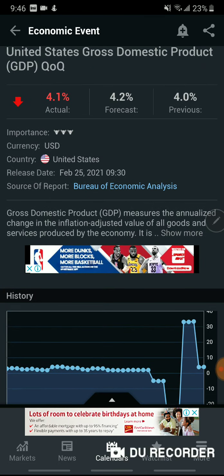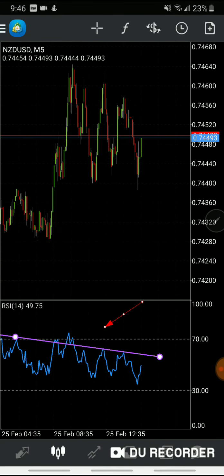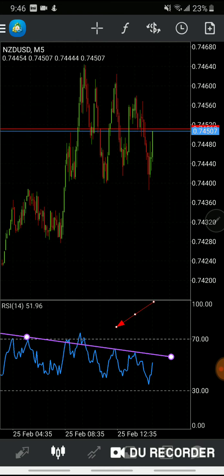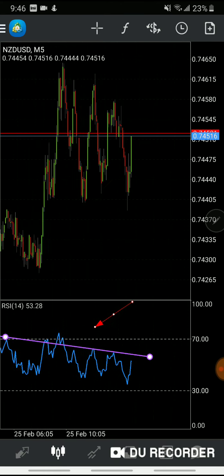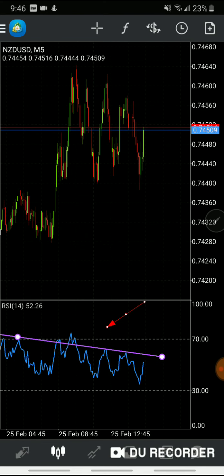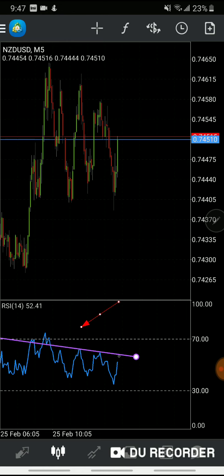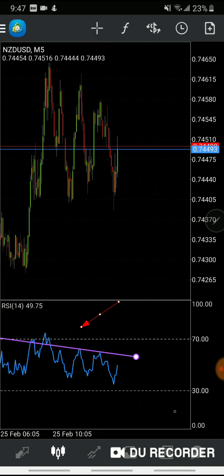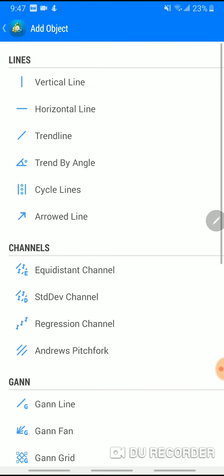So the US dollar is looking strong. As you can see on the M5, we are in a range, and we might get a next quick scalp once our price on the RSI touches back the line and comes down. Okay, so presently we are in a range.